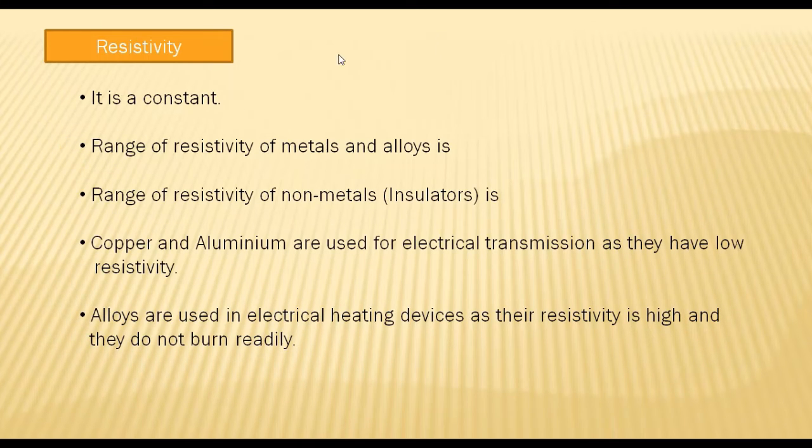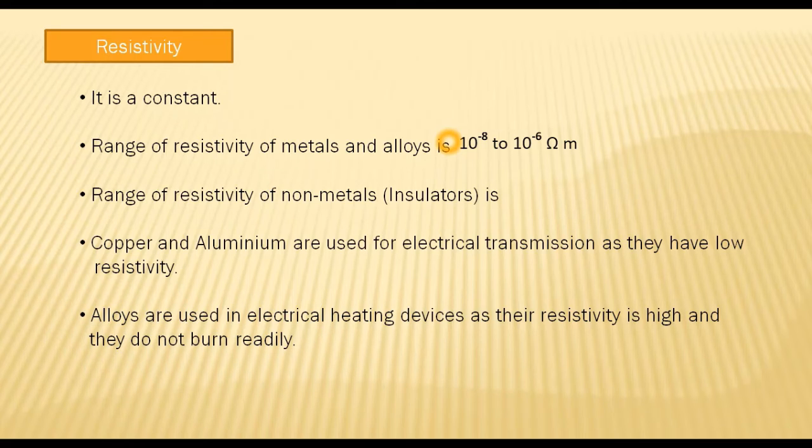Now let's talk some more about resistivity. It's again a constant term, and because of this resistivity we can compare the resistances of different substances. The range of resistivity of metals and alloys is almost 10 raised to the power minus 8 to 10 raised to the power minus 6 ohm meter. If we take any metal, silver has the lowest resistivity, 1.60 into 10 raised to the power minus 8 ohm meter. That means silver offers the least resistance to the flow of current, and that is why silver is the best conductor of electricity.